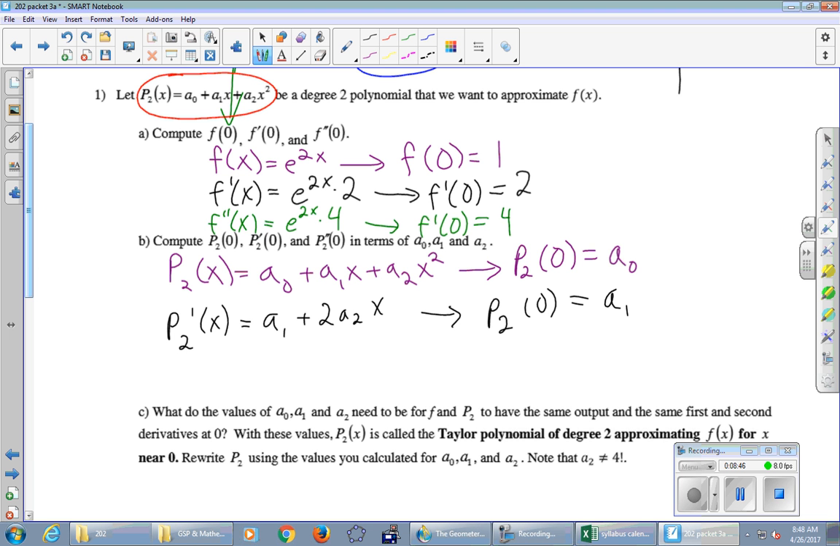Okay, that was so much fun. We'll do it one more time. Looking for P2 double prime now. Yeah, the derivative of A1, that's nothing. And then 2A2x just becomes 2A2. We're now plugging 0 into that. Some students get a little bit tripped up here. We're plugging 0 for every x that you see. What do you get? You get 2A2. You do not get 0. You get 2A2, right? That function is now just a constant.